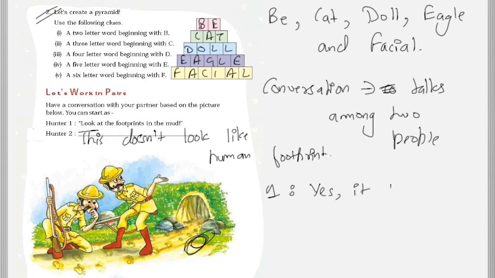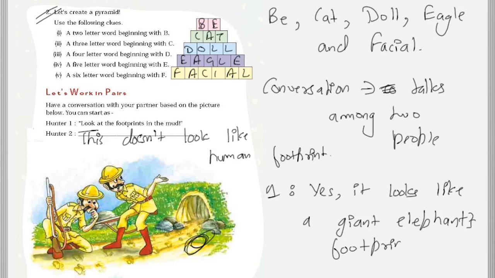Yes, it looks like a giant elephant's footprints. In the similar way, they'll continue their conversation. Now you can continue this particular conversation, or else you can make it something else. And then Hunter 2 would reply, but how is it possible? There is not a single elephant in this jungle. And then you can carry on the conversation forward. It's completely according to your creativity and imagination, whatever you want to do.